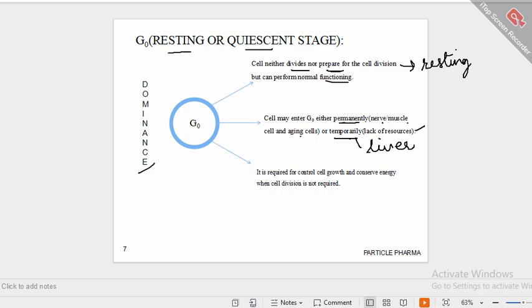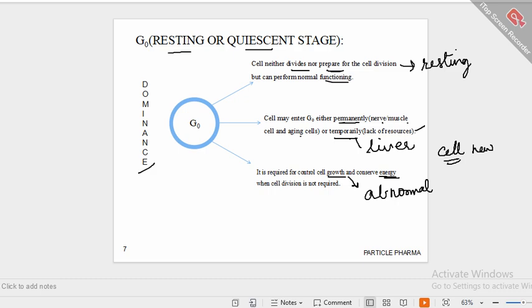And it is required for cell growth control. Otherwise, it will lead to abnormal cell division. And it helps in conserving energy when the organism does not require cell division, or when the organism does not require new cells, it will stop the new cell division and give that energy where it is required.